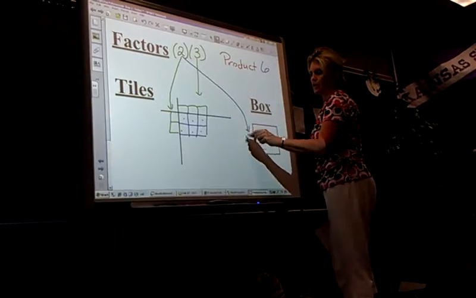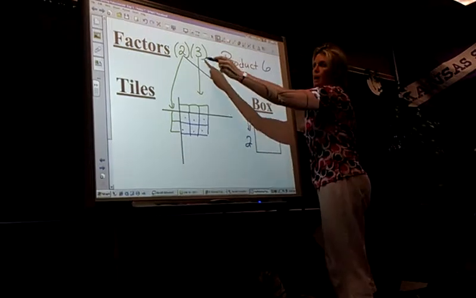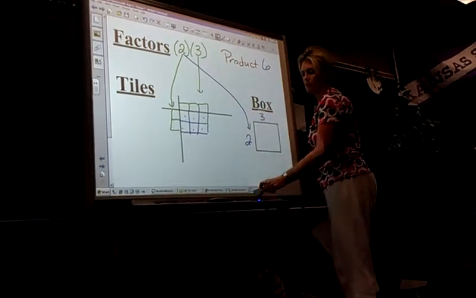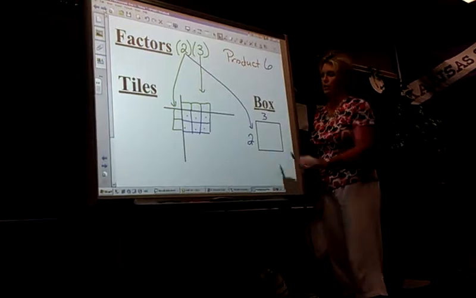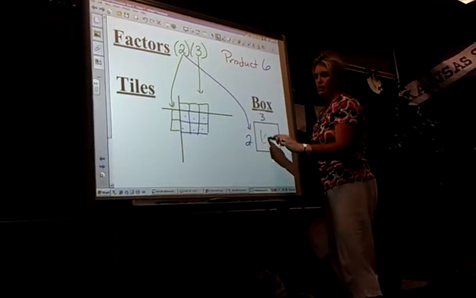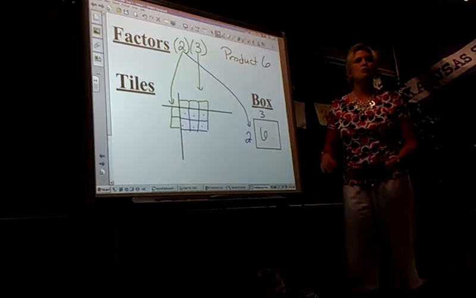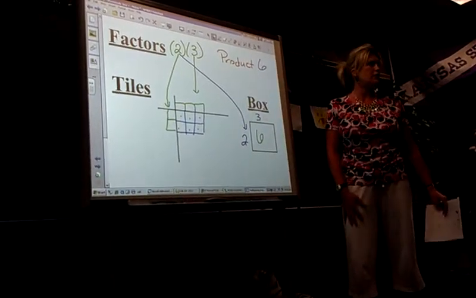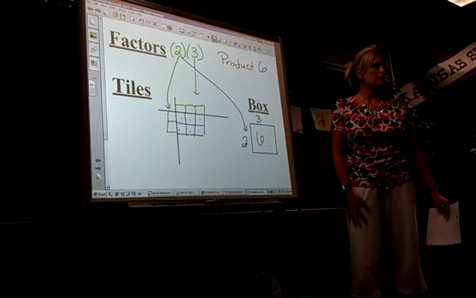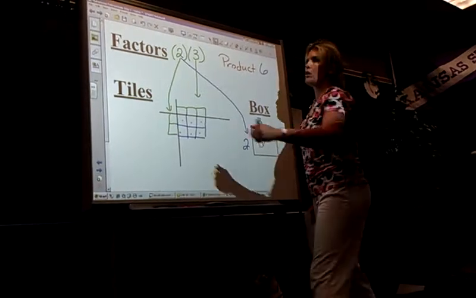Now, in the box method, I would put this first thing right here down this side, and I'd have a 2. I'd take the 3 and put it across the top. So instead of drawing the tiles, I can do it with the box method and go 2 times 3 and get 6, just like what you did when you were looking at those charts I drew up here on how we used to figure out how to multiply.